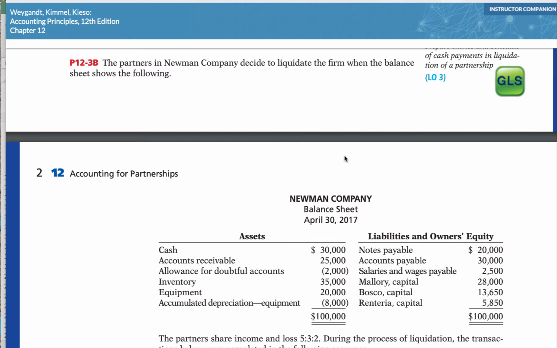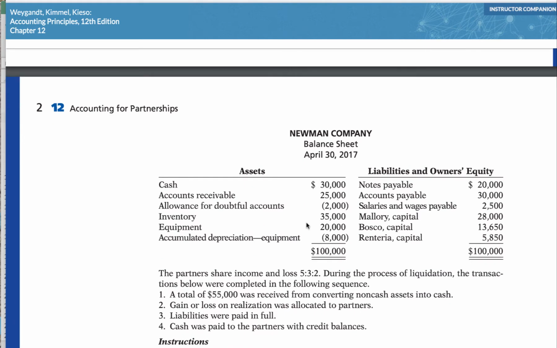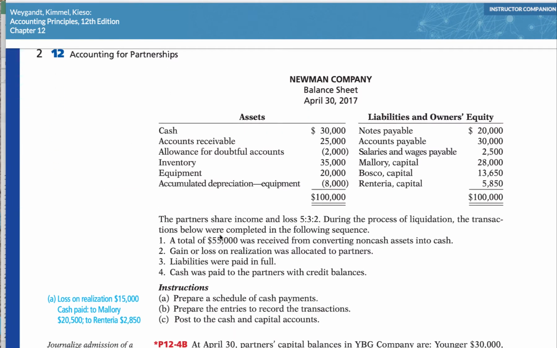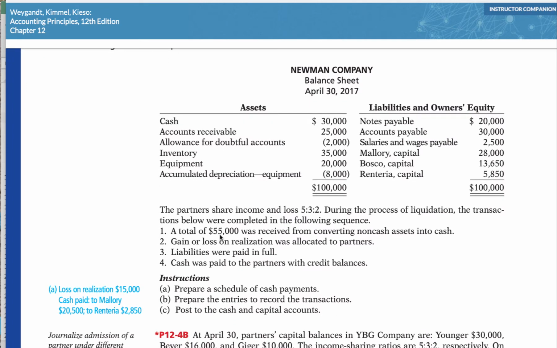Okay, so what we have here is a partnership. The partnership is Newman Company, and we're liquidating. The partners decided to dissolve the partnership, to liquidate the partnership, take their portion of the assets, and go on their way. So what they give us here is the balance sheet for Newman Company. And they give us some more information here. They tell us that the partnership shares income and loss at a 5-3-2 ratio.